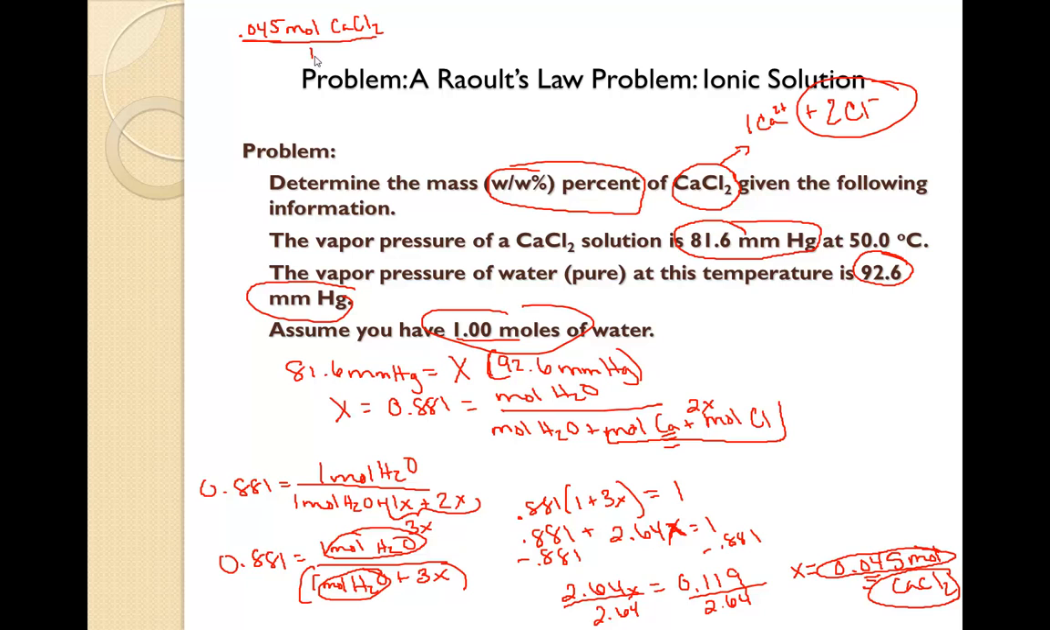I need to figure out the molar mass by looking on the periodic table. We have 1 calcium and 2 chlorines. That comes out to be 110.99 grams. That's 5.00 grams. We have 1 mole of water, which once again is 18.02. So 1 mole is on the bottom, 18.02 grams are on the top.